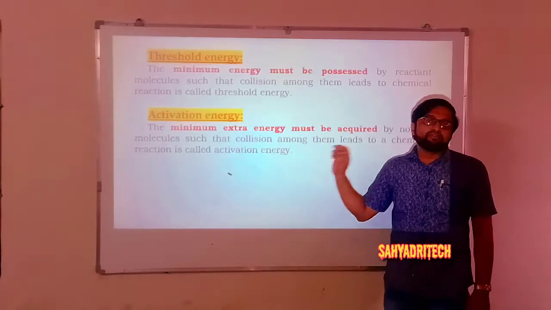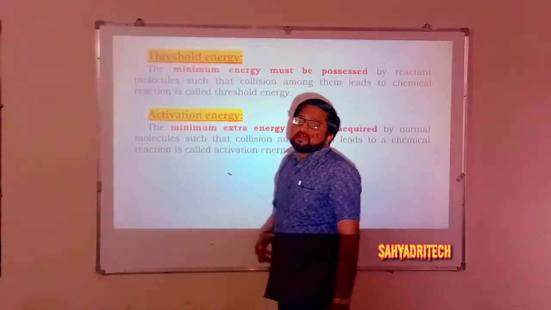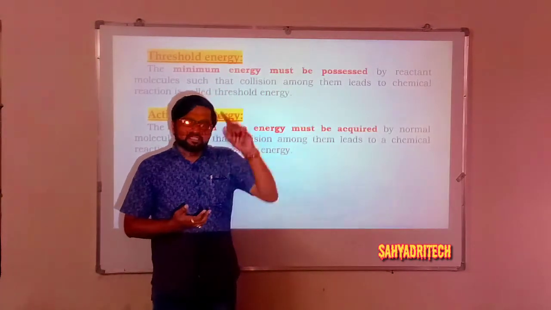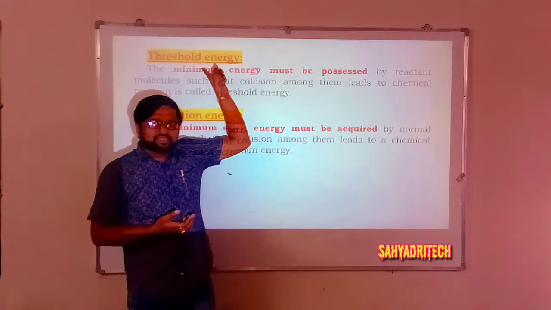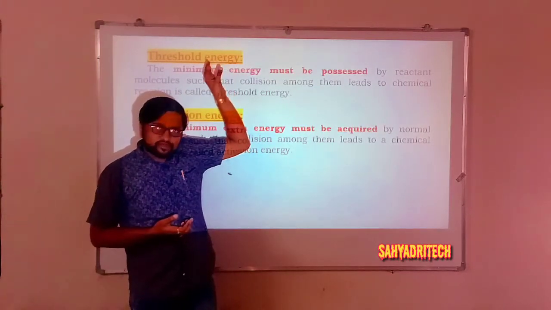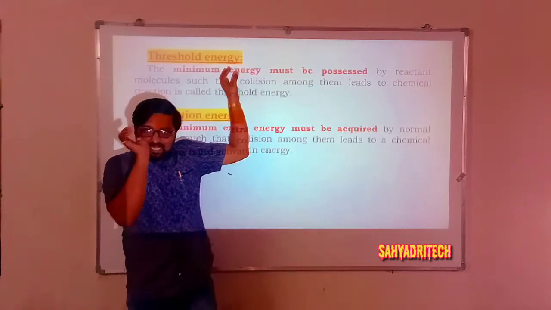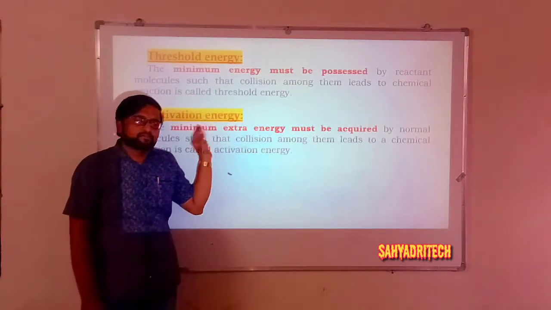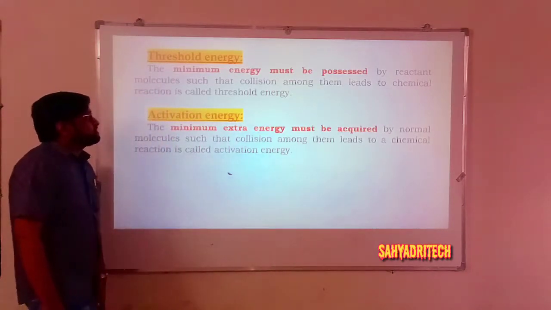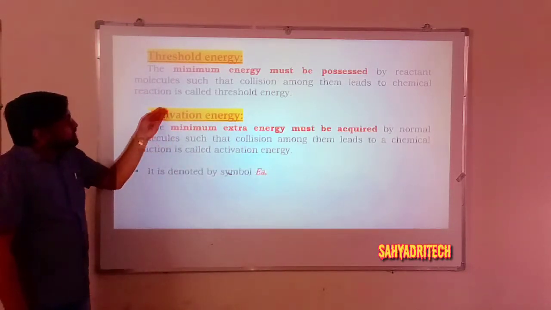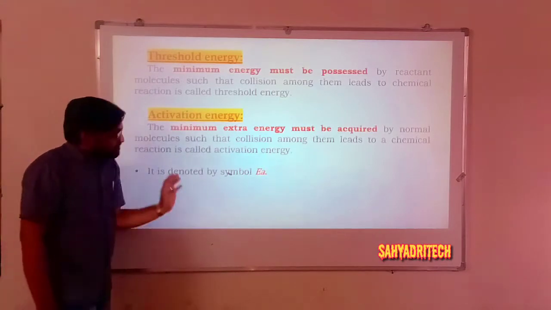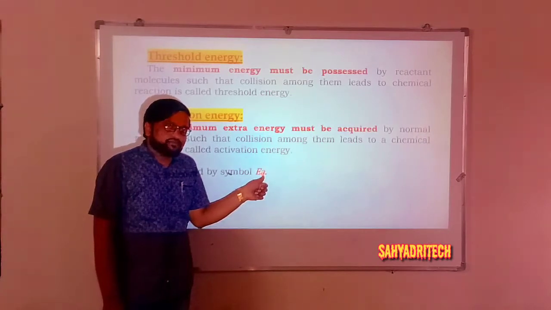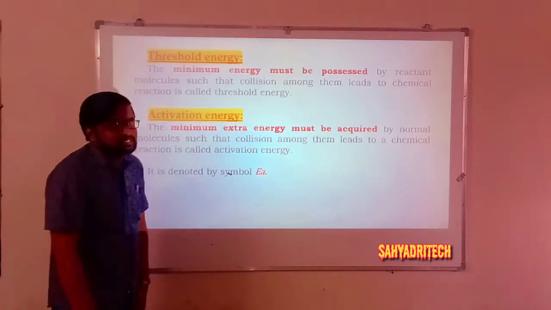This is called activation energy. So for a reaction to proceed, the reactant molecule has to pass an energy barrier, in the sense that the reactant molecule has to possess threshold energy. If they don't have threshold energy, they have to acquire certain extra energy. It is called activation energy. How are we going to represent this activation energy? Symbolically it is represented as Ea, capital E subscript a, which indicates the activation energy.